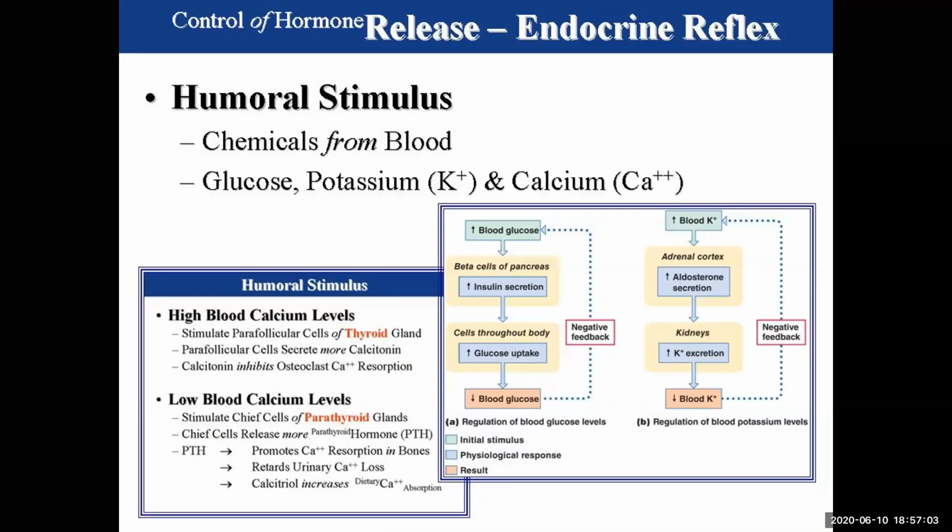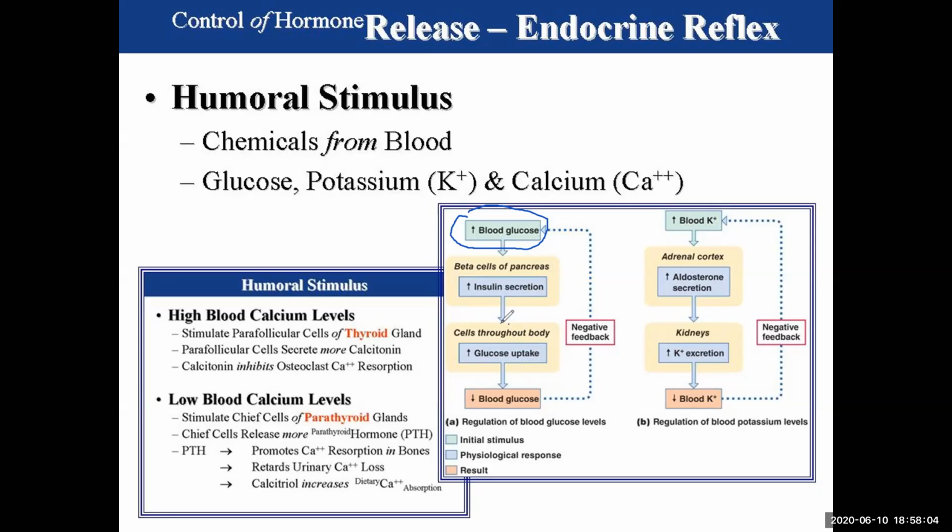And then finally, the humoral, the third type of endocrine reflex. This stimulus is activated by electrolytes, simple chemicals like potassium and calcium, or a fuel molecule like glucose. Let's begin with glucose. When blood glucose increases, like right after a meal, your pancreas, more specifically the beta pancreatic cells, detects the spikes in blood glucose. They produce and secrete insulin into the bloodstream.